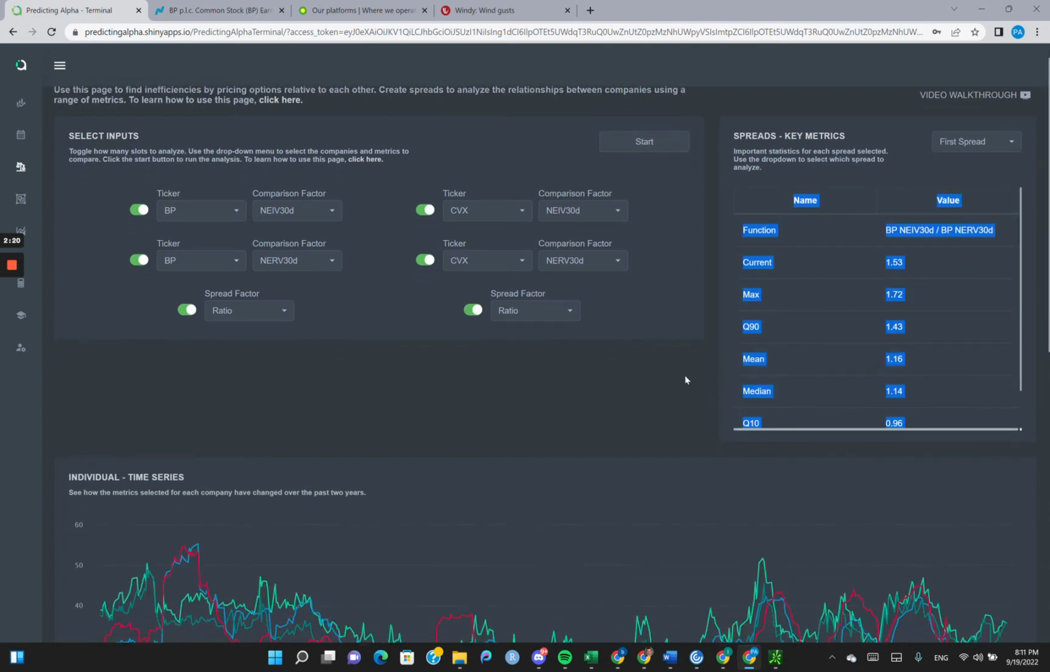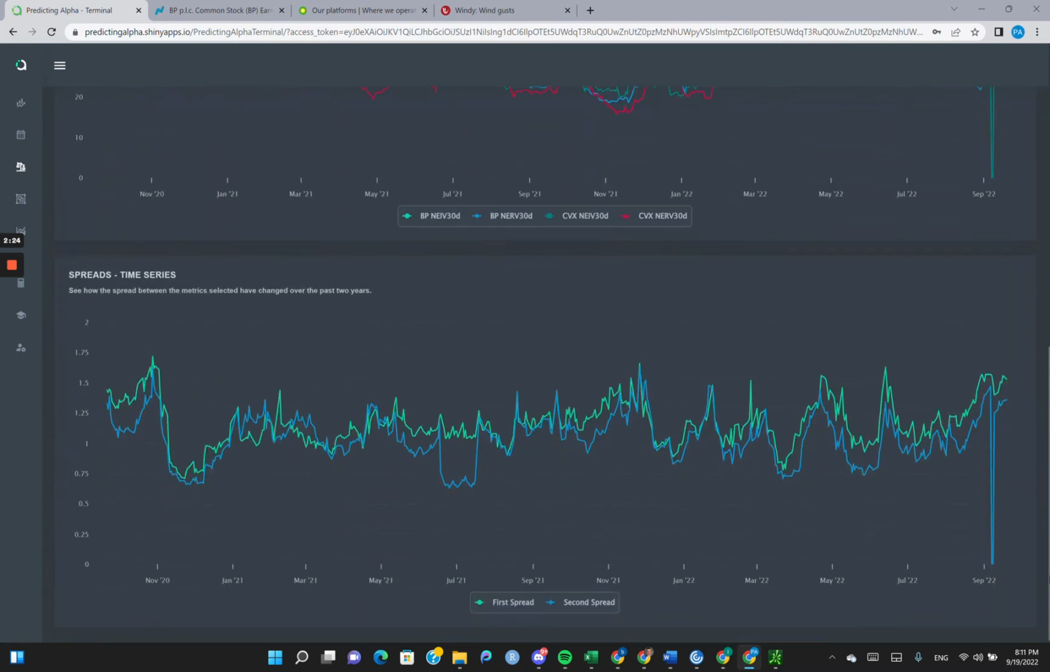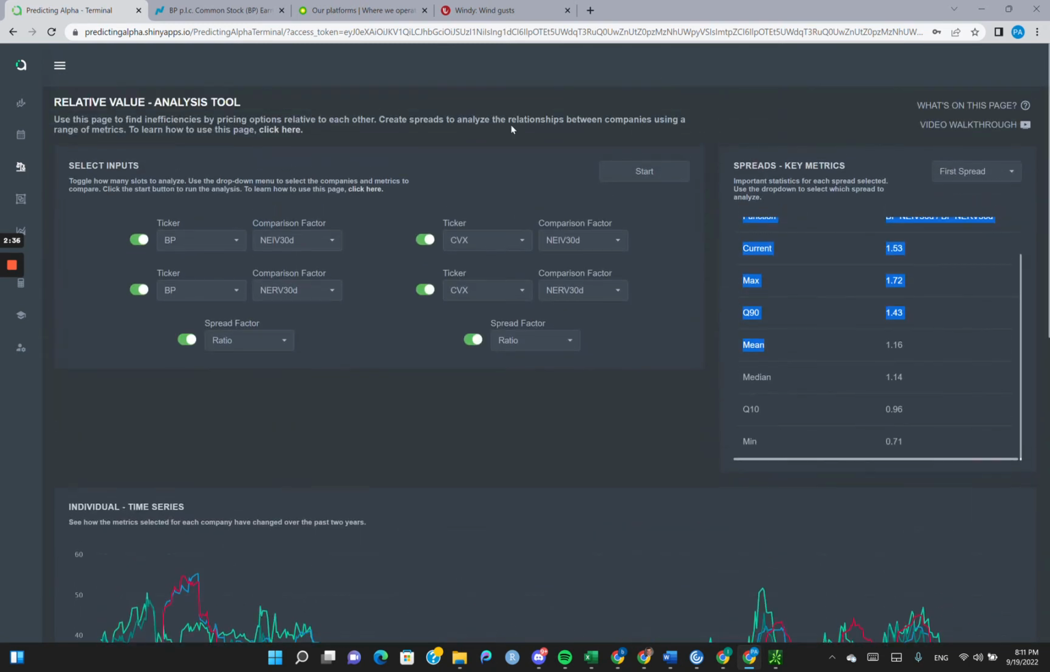The green line is BP. The blue line is Chevron, and the blue line is going to be every stock from here on out that I go with, so just remember that. We can see that we have this gap. BP is more expensive by about 15 basis points relative to Chevron.